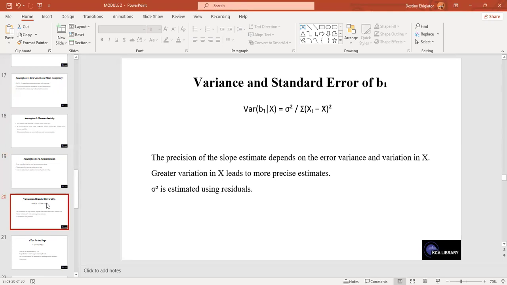Let's look at the variance and standard error of B1. This is the equation. The precision of the slope estimate depends on the error variance and variation in X. Greater variation in X leads to more precise estimates. The error variance is estimated using residuals. I already explained what a residual is.